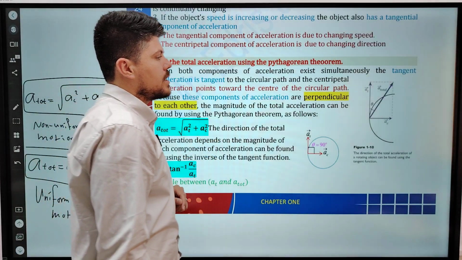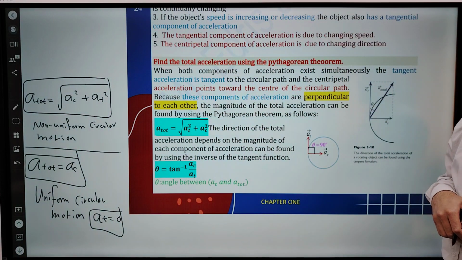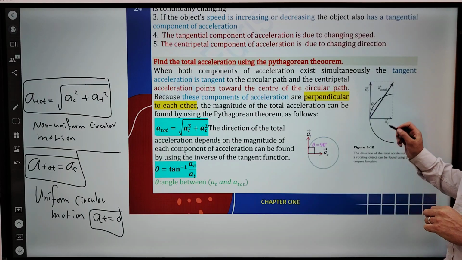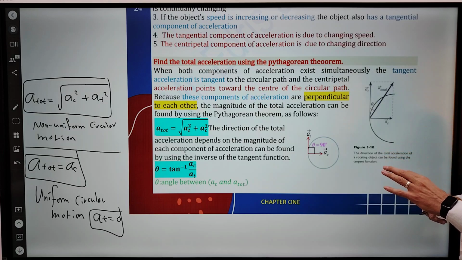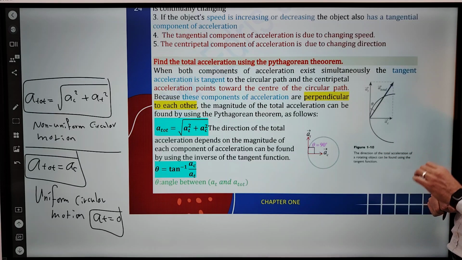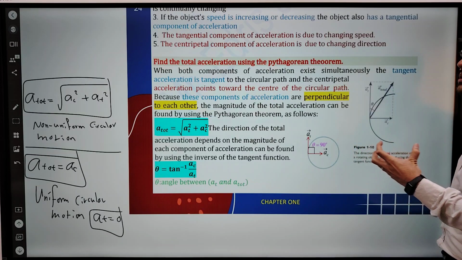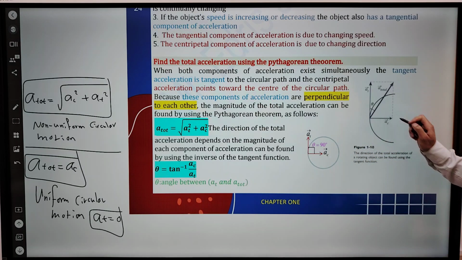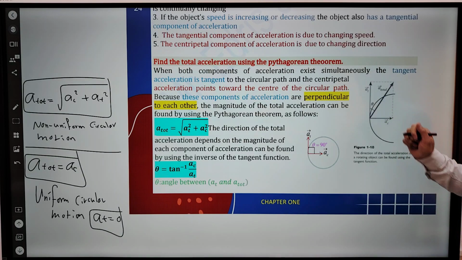The tangential acceleration is directed tangent to the object's path in a circular motion, and the centripetal acceleration is always toward the center of the circle. That is why we call it centripetal acceleration. Why do we call it centripetal acceleration? Because its direction is always toward the center of the circular path, which is perpendicular to the tangential acceleration.